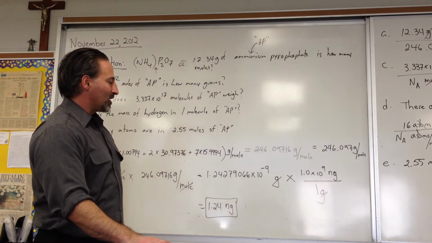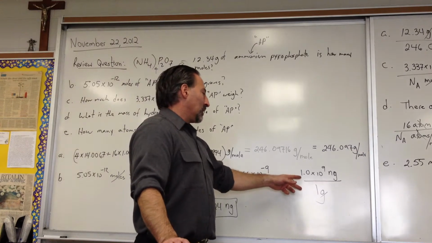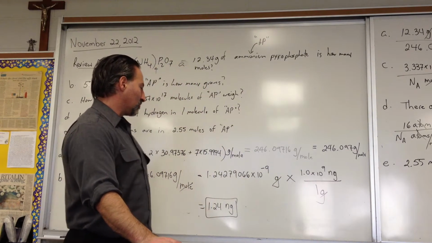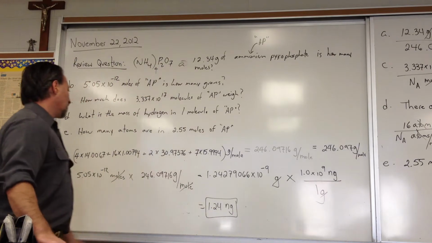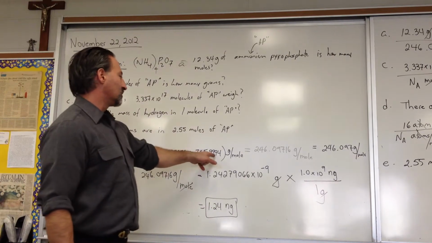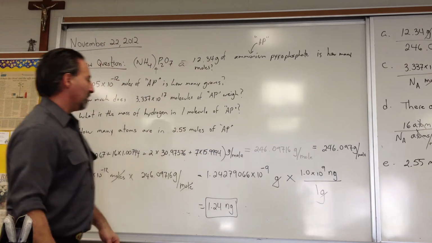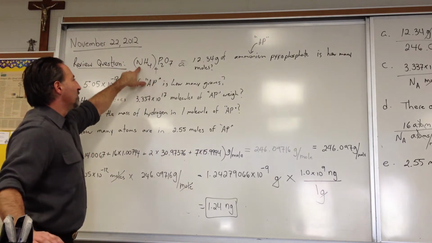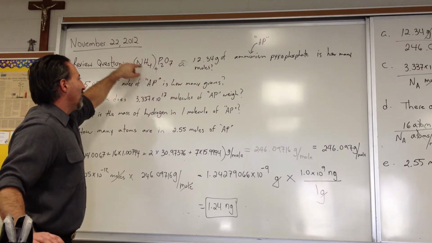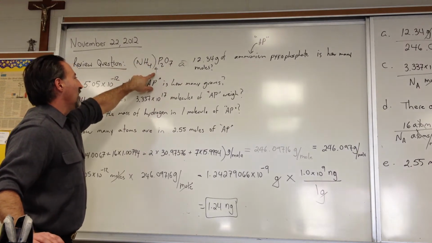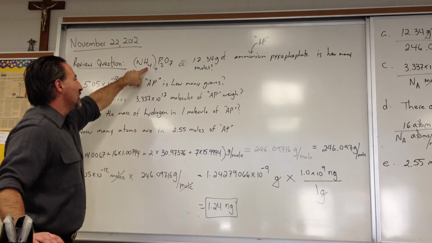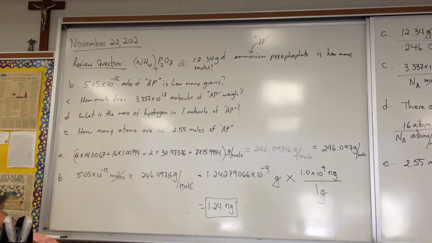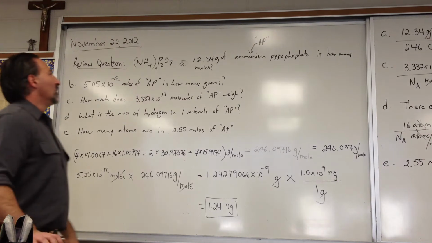A more appropriate measure here would be to multiply by 1 billion nanograms per gram, so that your answer comes out as 1.24 nanograms. Here I show how I calculated the molar mass. Just simply add up all the masses of all the elements involved. Notice that there are 4 nitrogen atoms. That 4 outside of the bracket means there's 4 nitrogen atoms, and 4 times 4 hydrogen atoms, or 16 hydrogen atoms in one molecule of ammonium pyrophosphate.